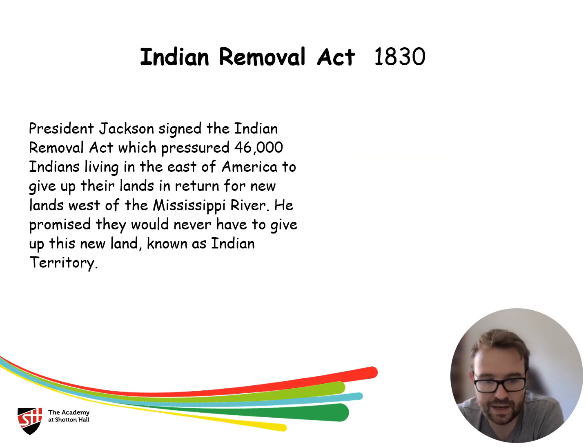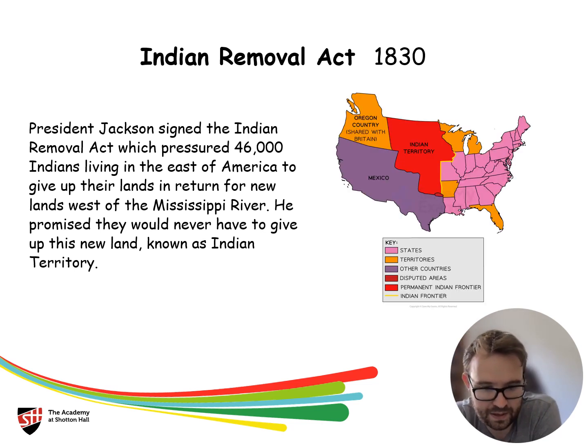Right, so we get the Indian Removal Act. That's where we start. So that's our first real government policy in 1830. This is where President Jackson basically signs the Indian Removal Act, which pressures 46,000 Indians living in the east of America to give up their lands for new lands in the west. So set out in the Mississippi River.